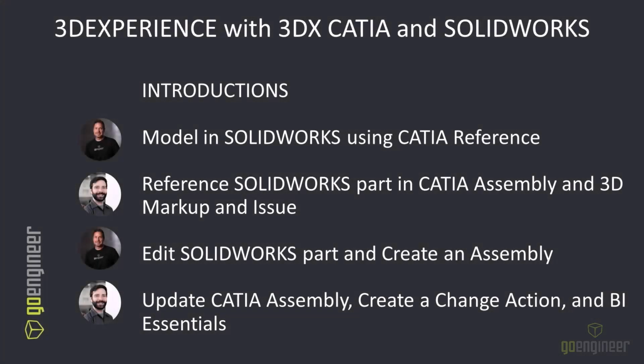Today on our agenda, we will start out with a quick introduction on our presenters, as well as a brief slide deck on who is GoEngineer. Then, we'll get to the meat and potatoes of our webinar, starting out with modeling the data in SOLIDWORKS using CATIA references, then integrating that part into a 3D Experience CATIA assembly, making edits to the SOLIDWORKS data and creating an assembly, and then finally updating the 3D Experience CATIA assembly with the assembly created in SOLIDWORKS, creating a change action to release the data, and then checking the data using BI Essentials.